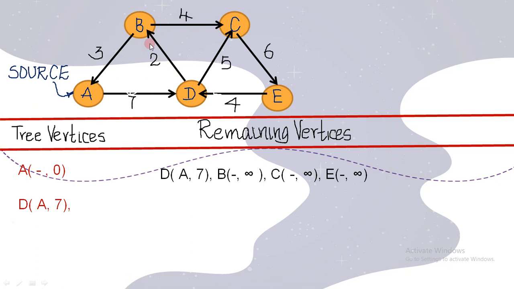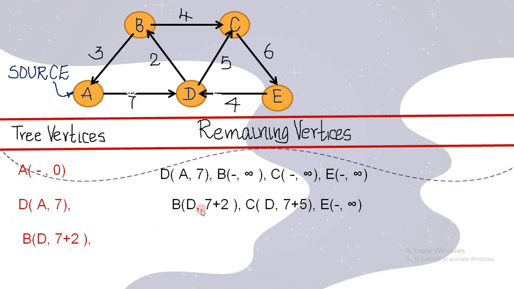Now, D has the fringe vertices B as well as C. As far as B is concerned, it has a distance of A to D, that is 7 units, and D to B, that is 2 units. 7 plus 2, 9 units. As far as C is concerned, it is also connected to D. From A, it maintains a distance of 7 plus 5, 12 units. And as far as E is concerned, since it is not a fringe vertex of D, it is not connected at all. It still maintains an infinite distance. Therefore, B, 7 plus 2, is chosen.